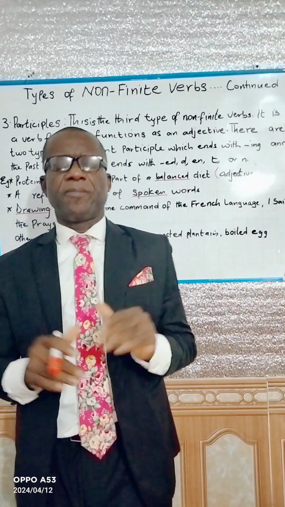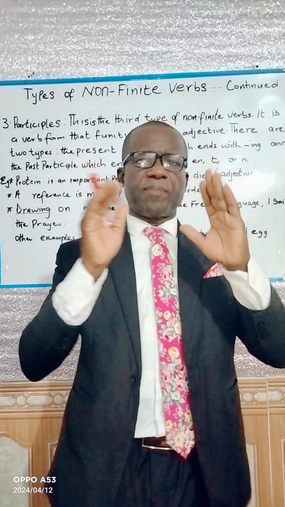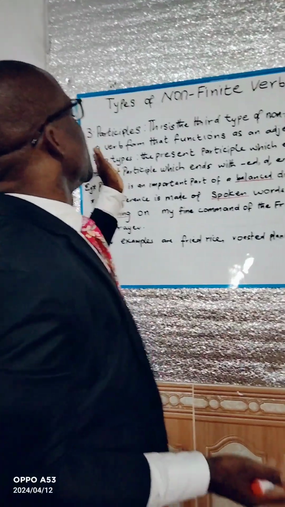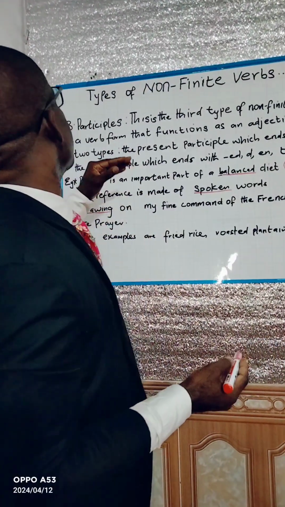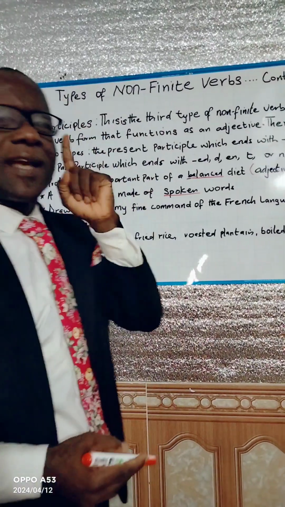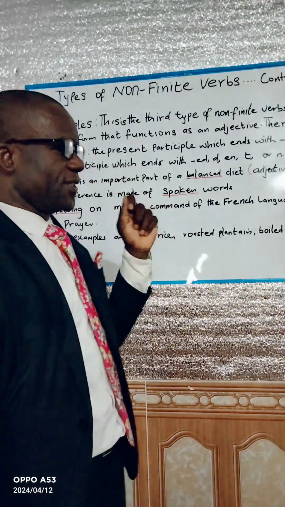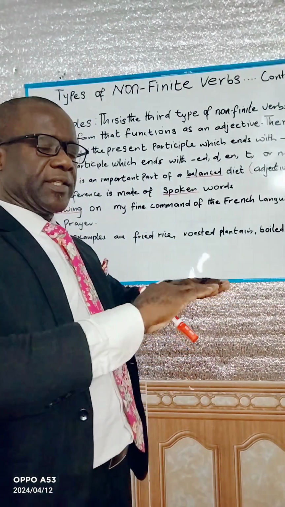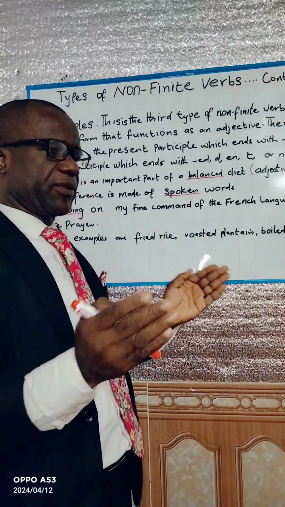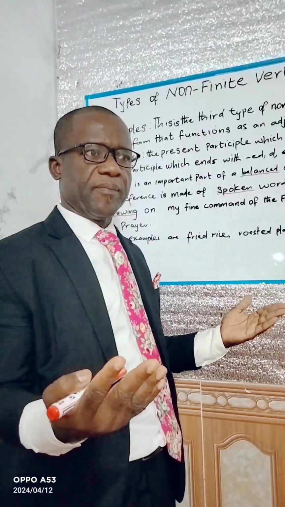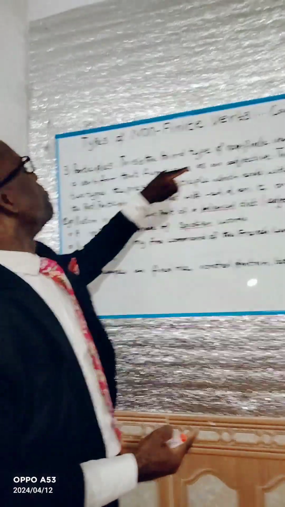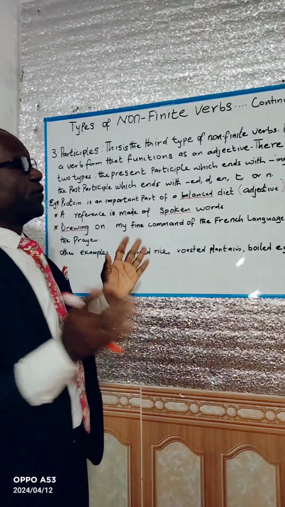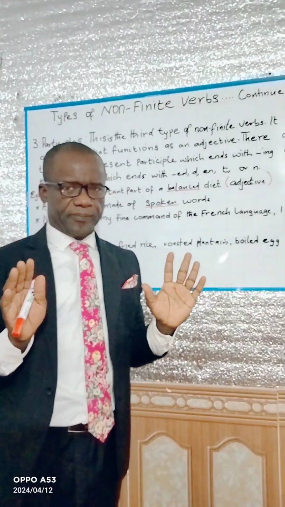Now, very simple. A participle is a type of non-finite verb that is a verb form that functions as an adjective in a sentence. Of course, like we said before, it is a verb form in terms of appearing like a verb, but instead it performs the function of an adjective. Now, there are two types here.